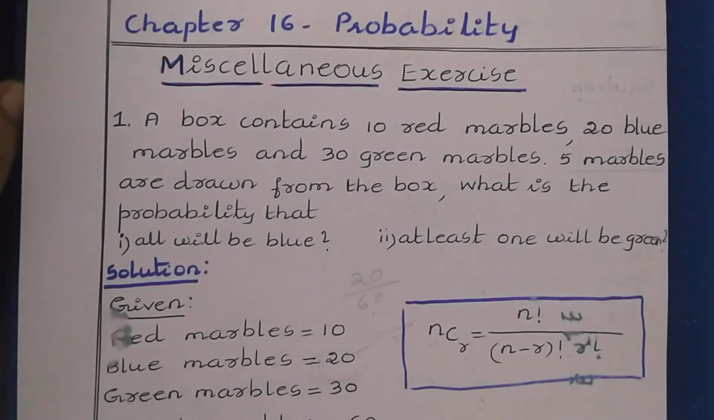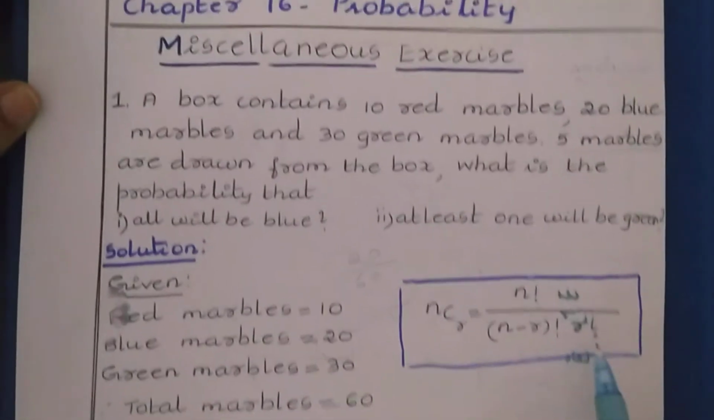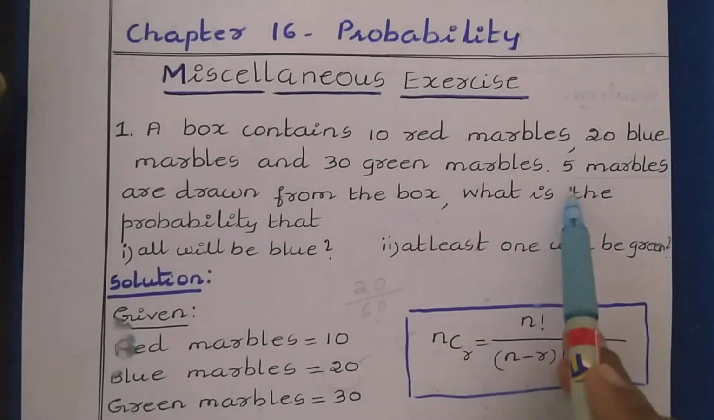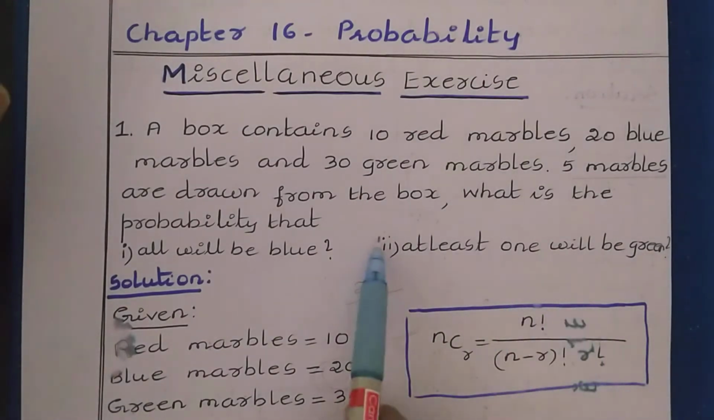First here, in this question, we have to use the combination method. In the earlier chapters, we have discussed permutation and combination. Combination means there are n items. From those n items, we have to select r items. So for the combination, we have the formula nCr is equal to n factorial divided by (n minus r) factorial into r factorial. In this question, they are talking about selecting 5 marbles from the box. As the word selection is there here, we have to use nCr, combination.